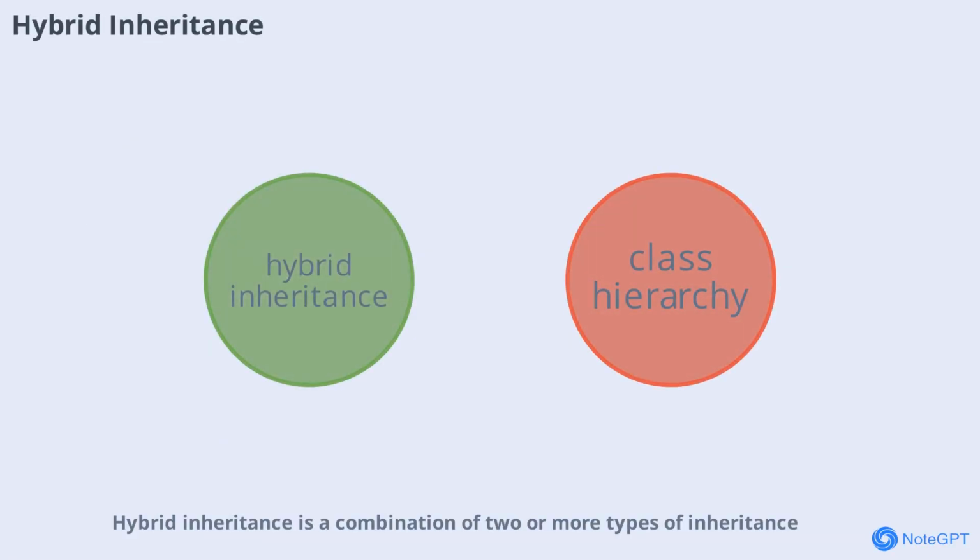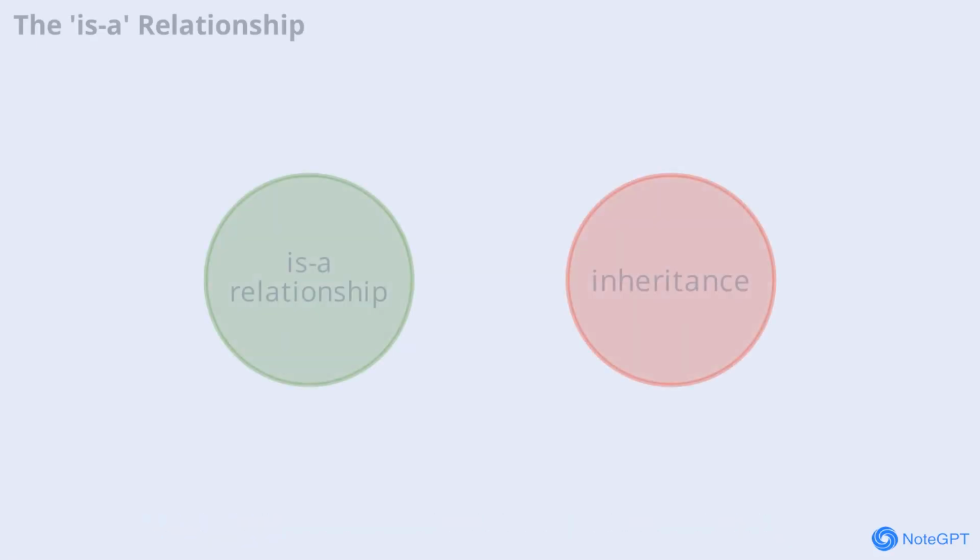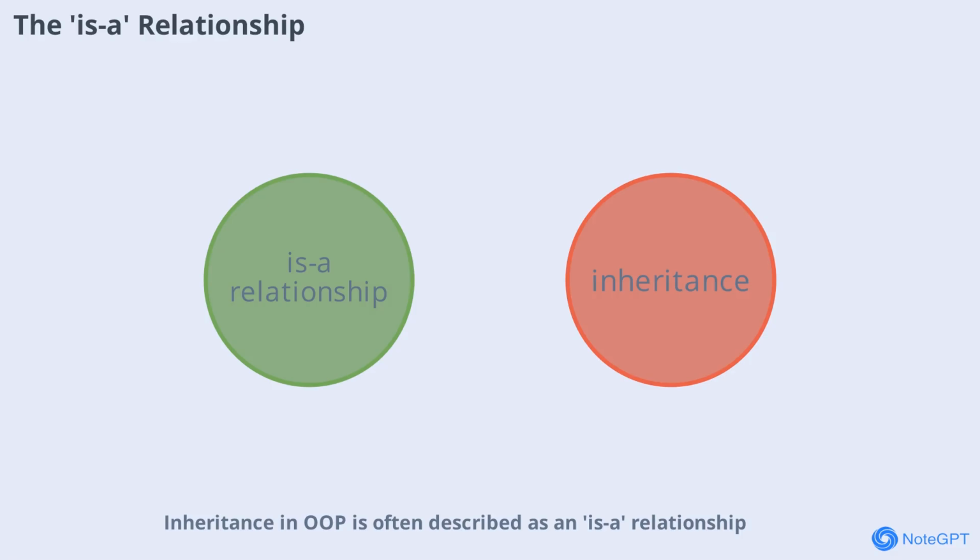Hybrid inheritance is a combination of two or more types of inheritance. For example, a class might use both multilevel and multiple inheritance. While hybrid inheritance can be powerful, it can also introduce complexity and ambiguity, especially in languages that don't handle multiple inheritance directly. Developers need to be careful when designing class hierarchies with hybrid inheritance to avoid confusion and maintain code clarity.